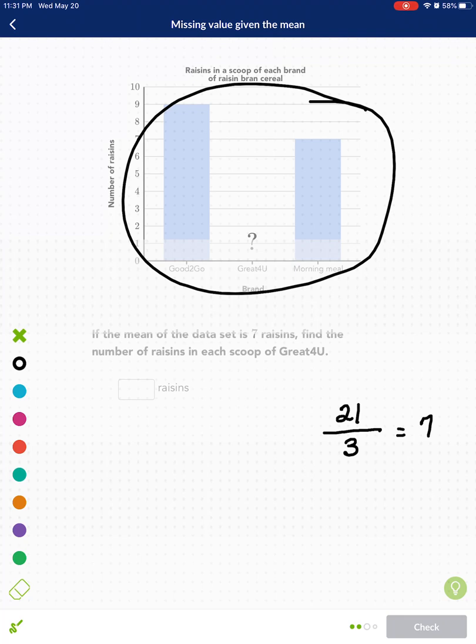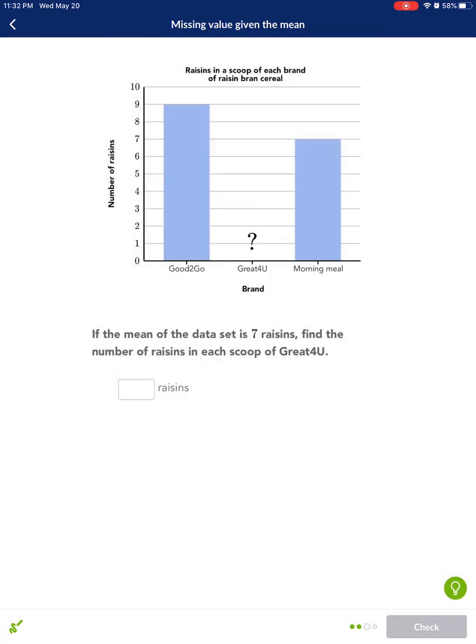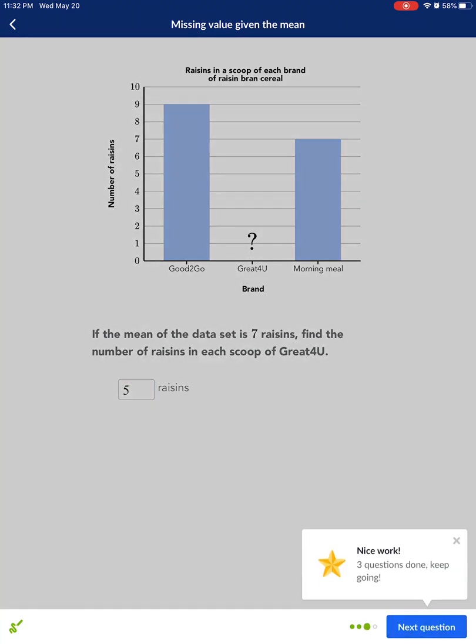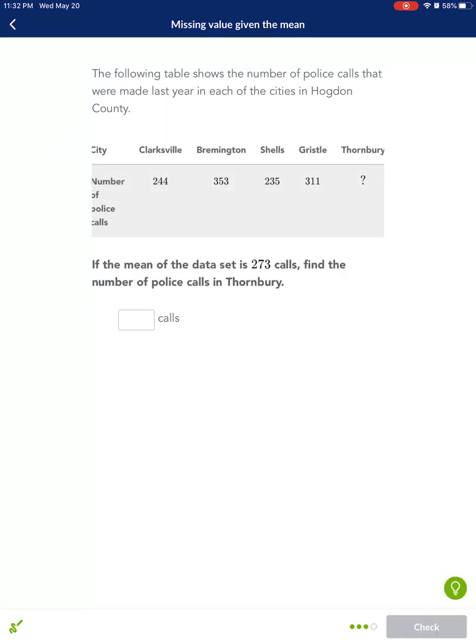All right, so now we know Good to Go has accounted for 9. We know Morning Meal has accounted for 7. So we have talked about 16 raisins so far, but we need to get to 21. So 21 minus 16 is 5 raisins. So picture that here. All right. So we need to have 5 more raisins to get that up to 21. So let me type that in. 5. Check. Woo-hoo. All right, next question.